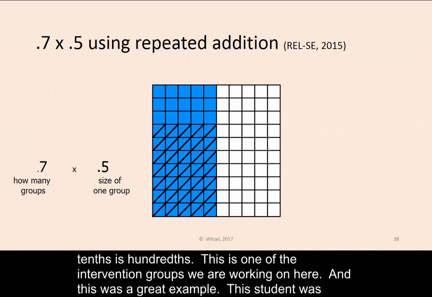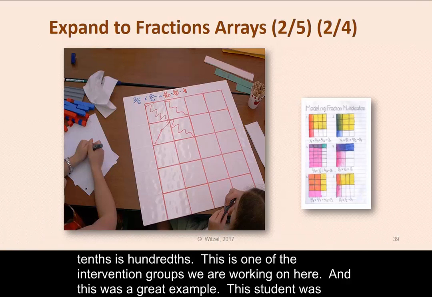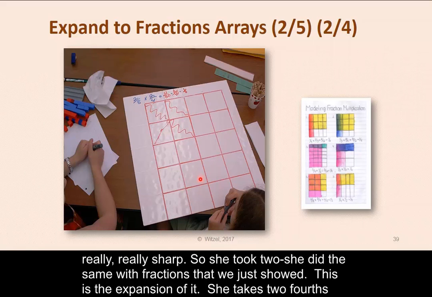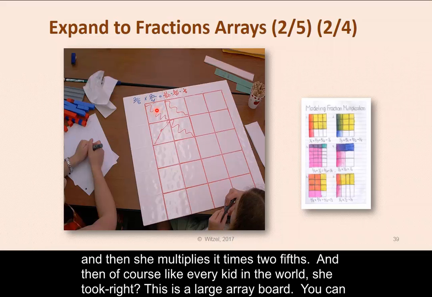This is one of the intervention groups we're working on here. And this was a great example. This student was really, really sharp. She did the same thing with fractions that we just showed. This is the expansion of it. She takes 2/4, and then she multiplies it times 2 fifths. Then, of course, like every kid in the world, she took a large array board. You buy them at any hardware store. And of course, she has to shade in all the increment lines.